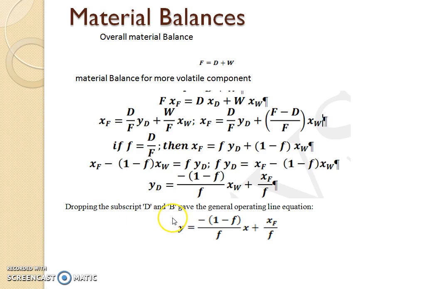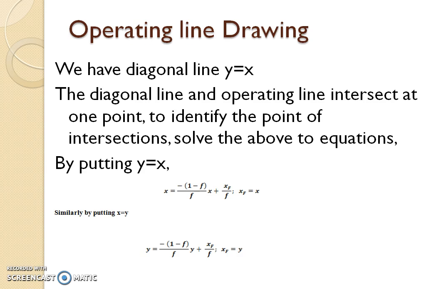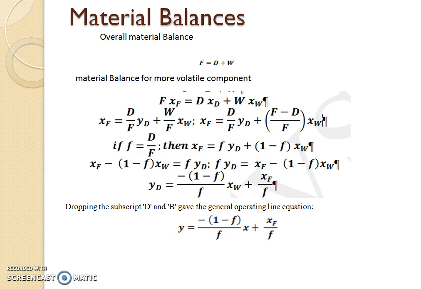For generalized purposes, we are removing the subscripts. Then the operating line equation becomes Y is equal to minus (1 minus f) by f into X plus XF by f. To draw the operating line equation, we have to know a point and the slope of the equation. From this equation, it is observed that the slope of the operating line is minus (1 minus f) by f, and the intercept is XF by f.